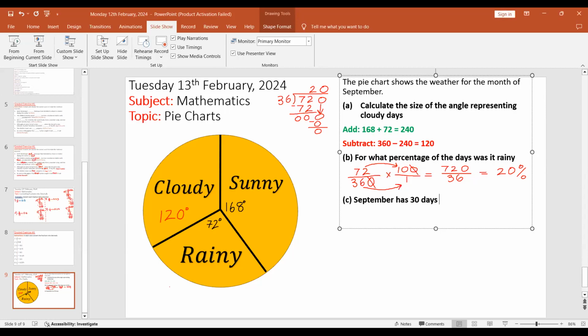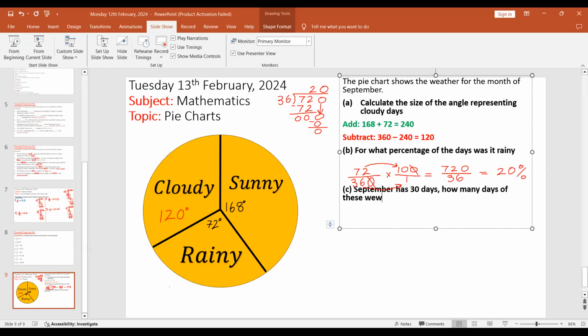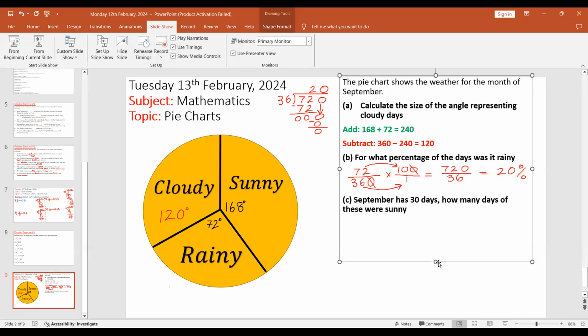How many days of these were sunny? All right, September has 30 days. How many days of these were sunny? Anyone have any idea on how to do that? Yeah, can I try, please? Yeah, go ahead, try.